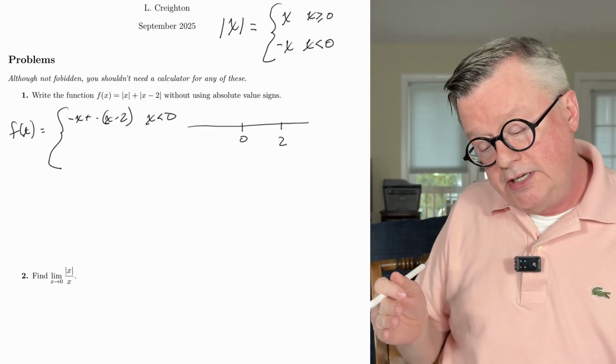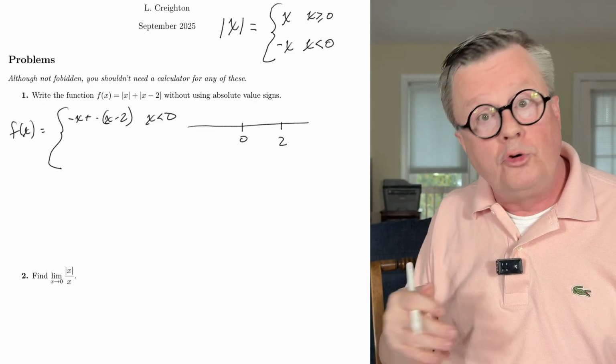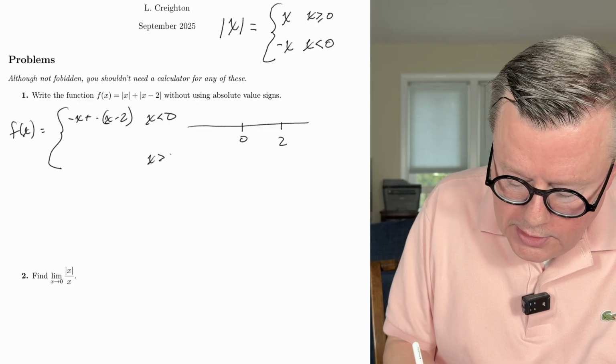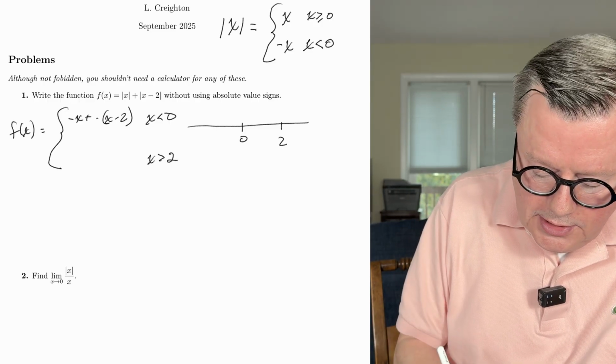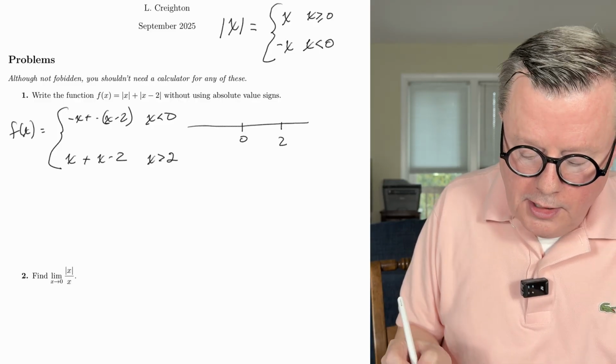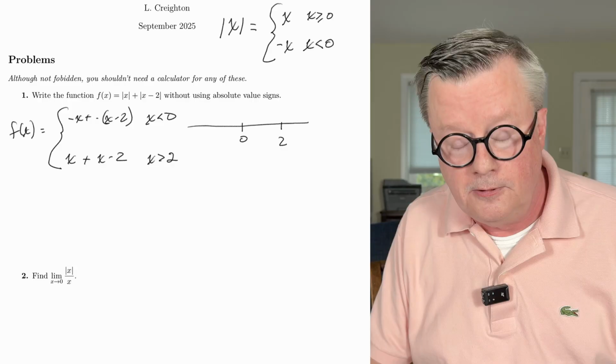Similarly, when x is above 2, both parts of this function are positive. So for x bigger than 2, I'm going to say this is x plus x minus 2. I'm just adding the two pieces together.